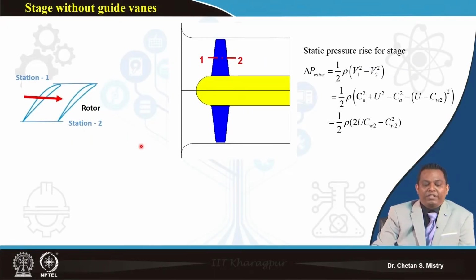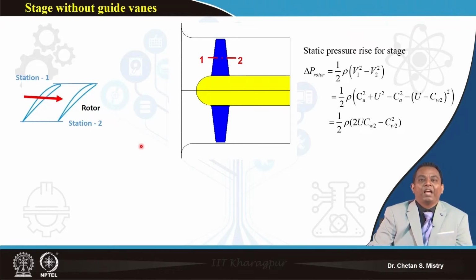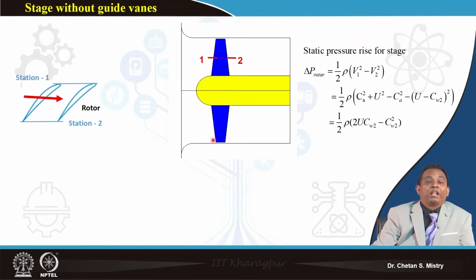This is the stage without guide vanes, so I have only a rotor. Here, this represents my rotor. There are many applications where you find only rotors. Suppose I consider the cooling fan, my exhaust fan, my cooling tower fan, my wind tunnel fan. They have this kind of configuration in which we have only a rotor.